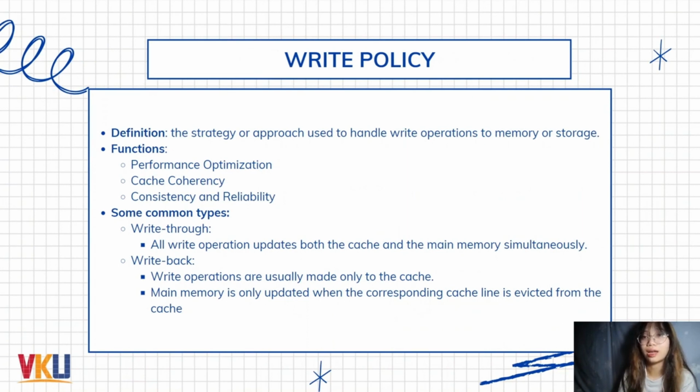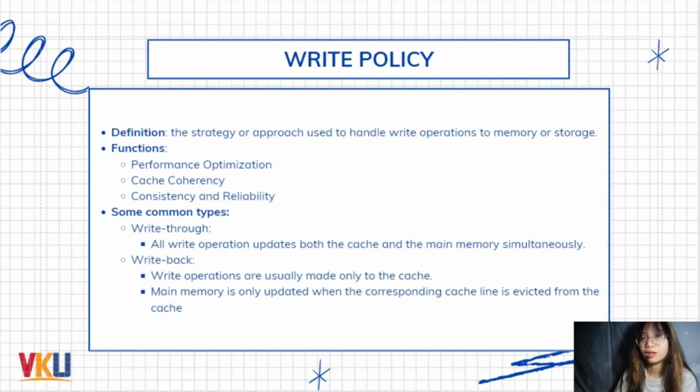The second section I want to introduce is about the write policy. It refers to the strategy or approach used to handle write operations to memory or storage. The write policy optimizes the performance of the computer system by reducing latencies and bandwidth requirements, maintaining cache coherence, and ensuring consistency and reliability in data modifications. Different write policies exist and they have various trade-offs between performance, cache coherence, and data consistency. There are two common types, write through and write back.